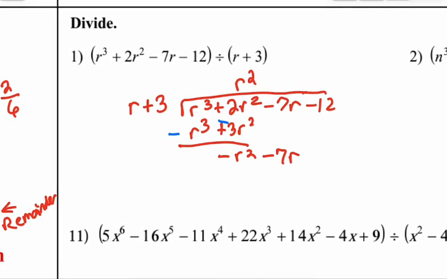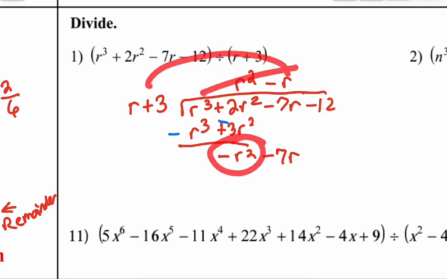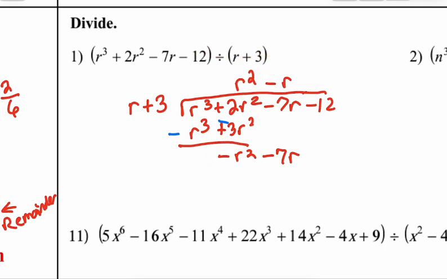What times r would give us negative r squared? We're always comparing the first terms. Well, we need a negative and we need an extra r. So that is our r term that goes above. Now we know we did it right when we distribute if we get that matching thing in the first spot. We don't care about the second spot as much, but that first spot always has to match.